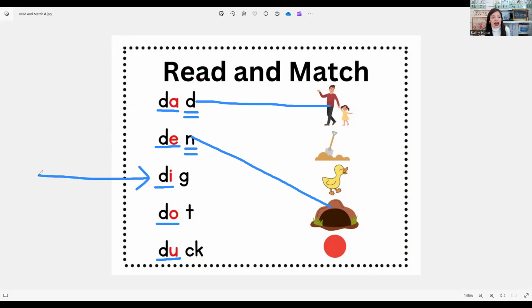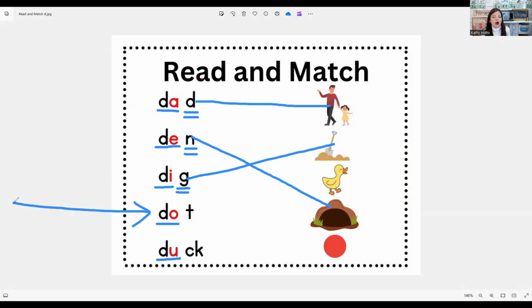Now, D-I. D, I. D says D. G says g, g, g, like gulping water. Dig, dig, dig. Draw a line to the shovel. We use a shovel to dig.